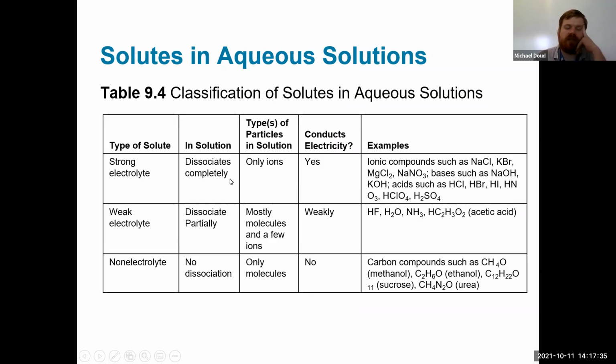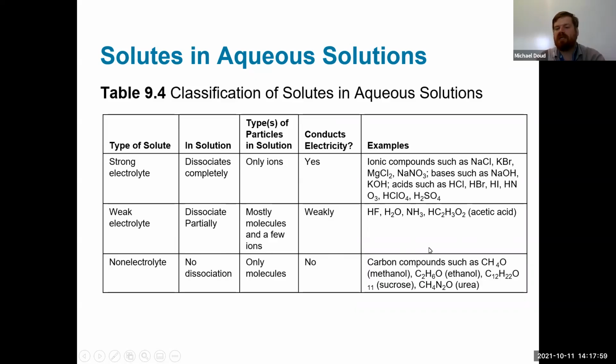Now, weak electrolytes dissociate partially in solution. What that means is you have mostly molecules and just a few ions. Because there are only a few ions, the solution will conduct electricity very weakly. Any weak acid is the case there. Finally, we have non-electrolytes in solution, which only form molecules and do not conduct electricity.